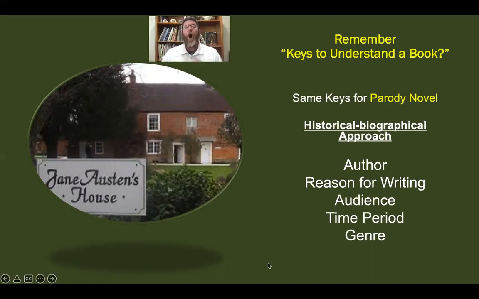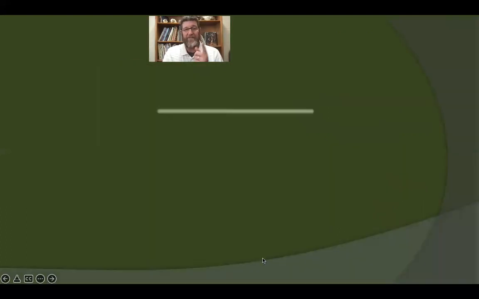And then we're going to be all over genre like white on rice. And I hope you noticed right up there at the top what kind of novel this is, genre-wise. It's a new one. Yeah, we've done all kinds of genres so far, but we've never done a parody novel. A parody novel is basically a novel that's making fun of something. That's what Northanger Abbey is. More on that to come. But for now, I want to get right to the time period.